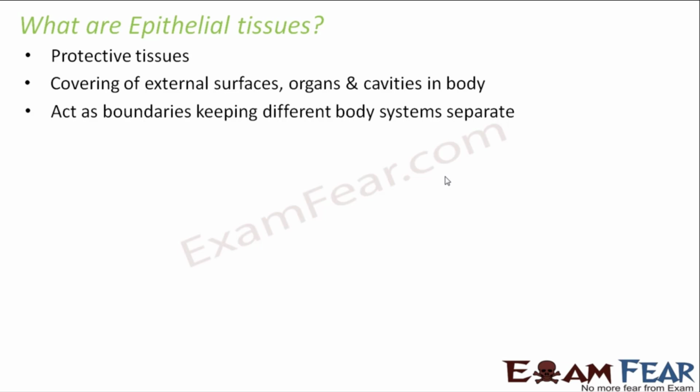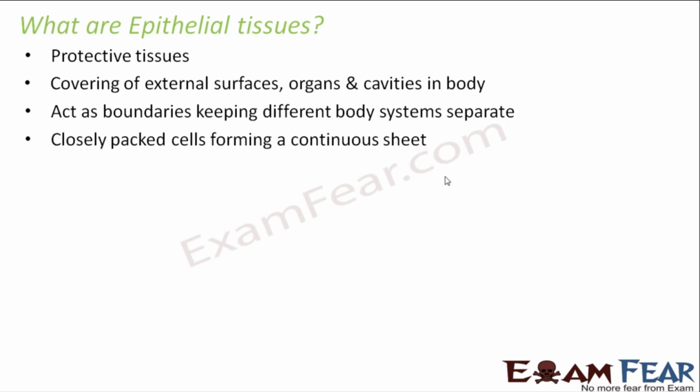So that means it is not that the skin is the only epithelial tissue. There are epithelial tissues present in some other parts of the body as well. They act as a boundary keeping different body systems separate. For example, skin acts as a boundary between the external environment and the internal body. Right? Similarly, epithelial tissue which covers some of our internal organs acts as a boundary between that organ and anything outside it. So it keeps different body systems separate. For example, if we have a boundary between the lungs and the heart, that boundary will separate the two organs and keep them distinct. That is how epithelial tissue acts as a boundary, keeping different body systems separate.